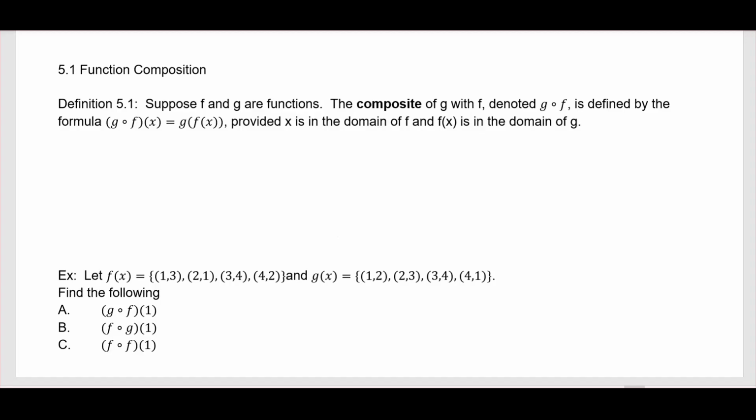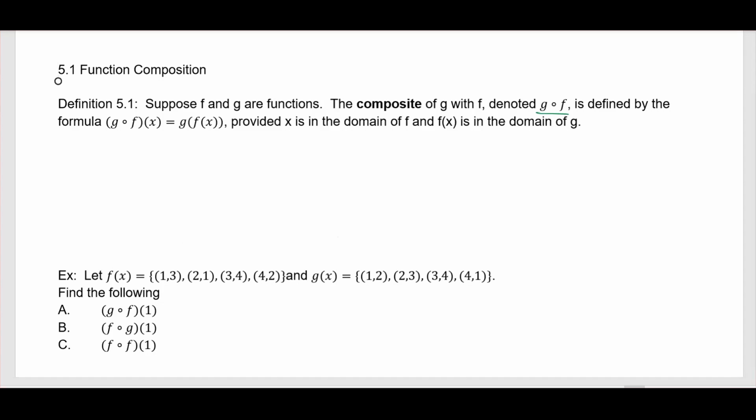Hey, let's take a look here at section 5.1, function composition. Okay, so we start off with a definition here of what a composition is. Suppose f and g are functions. All right, we know what functions are. The composite of g with f, denoted g composed with f, is defined by the nice little formula here.